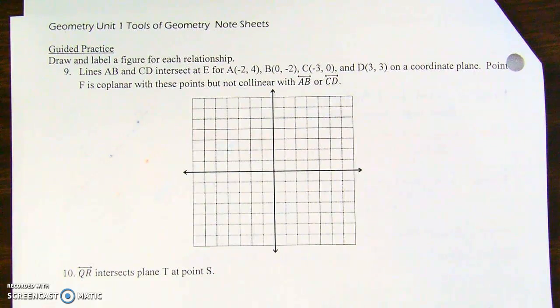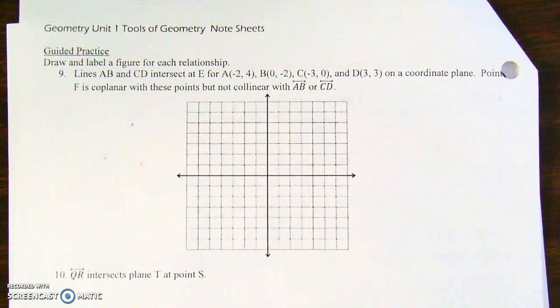Taking notes here. It's going to ask us to do some drawing portions of them, and we're going to go ahead and go through that here. So let's read the instructions. It says, lines AB and CD intersect at point E for coordinates of, and it shows all the coordinates there on the coordinate plane. Point F is coplanar with these points, but not collinear with AB and CD. So that means that point F does not lie on either line AB or CD. So let's go ahead and draw that here.